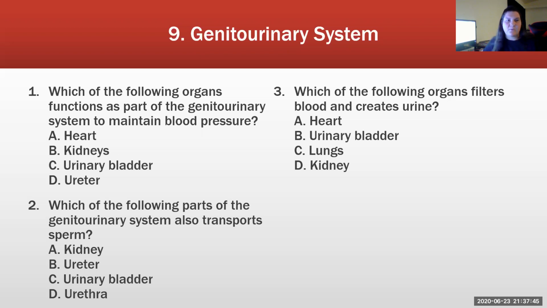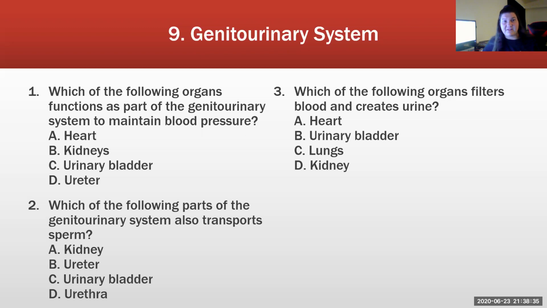They're a tube. Which of the following parts of the genitourinary system also transport sperm? Kidney, ureter, urinary bladder, urethra. The correct answer is D, urethra. The urethra is not necessarily a two-way street, but it has a dual purpose, dual functions. Males can either urinate out of it or they can ejaculate out of it. It's interesting. It's not the kidney. Kidneys don't have anything to do with sperm transport. Ureters, again, are the connecting tube from the kidney to the bladder. And the bladder, again, is just a collection vessel for urine. So it's D, urethra.